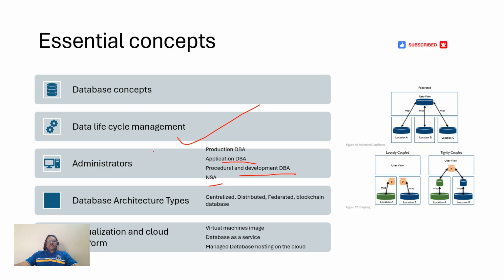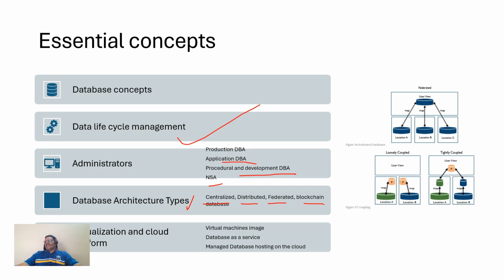Okay. Now moving on to database architectural type. So we have centralized database, distributed database, federated database, blockchain database. So what is a centralized database? In a centralized database, all data is stored and managed from a single central location. That is a centralized database. From a distributed point of view, the data is spread across multiple locations, enhancing availability and resilience. From a federated point of view, it is the integration of multiple autonomous databases into a single federated system.